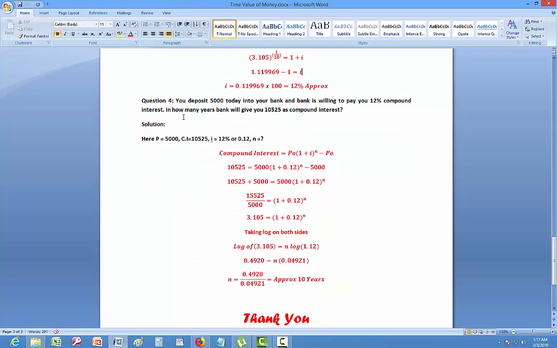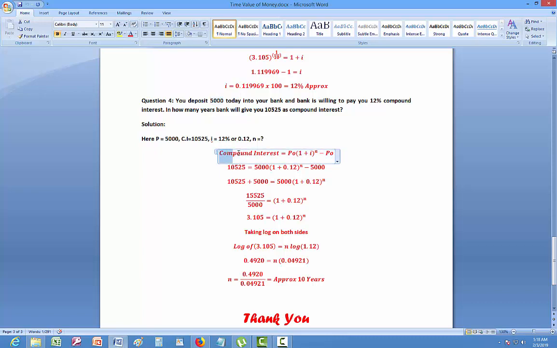In the question number 4, one thing is left, and that is time period. So we assume the question here that you deposit 5000 today into your bank, and bank is willing to pay you 12% compound interest. In how many years bank will give you 10,525 as compound interest? So in the data, 5000 is initial deposit or P, compound interest is 10,525, interest is 12% or 0.12, and n is missing.